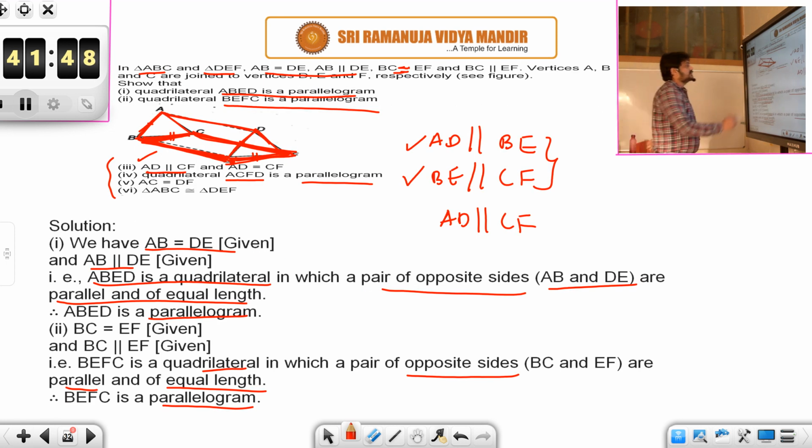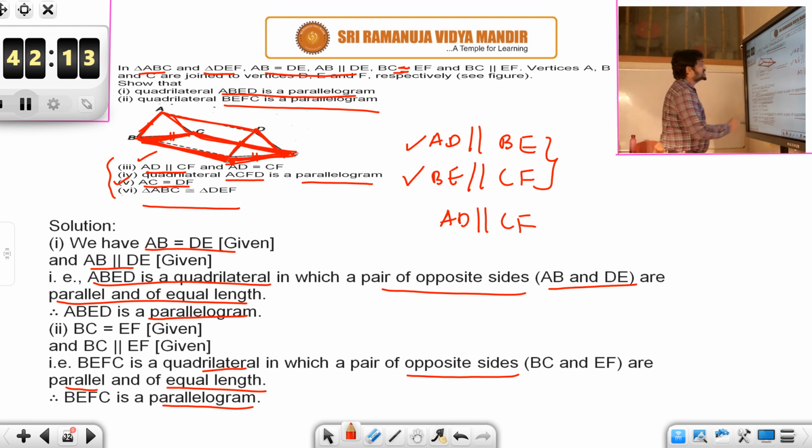And then the fifth one, AC is equal to DF. So since ACFD is a parallelogram, opposite sides will be of equal length. So AC is equal to DF. So the fifth one is also proved. And then the sixth one, triangle ABC is congruent to triangle DEF. Okay. This is again an interesting thing.